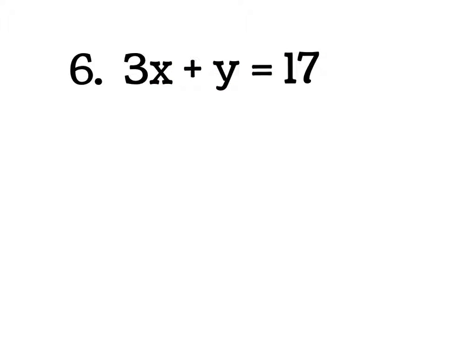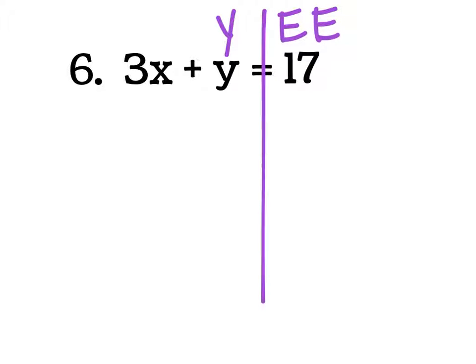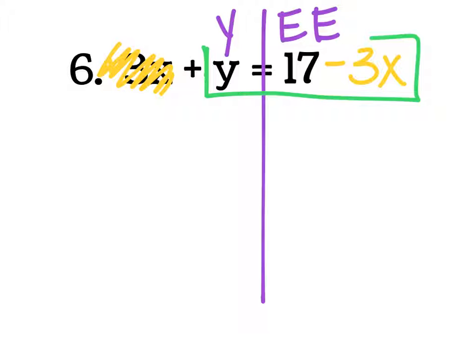So now I have 3x plus y equals 17. So I'm going to draw my line, label my sides. Y is on one side, everything else on the other. So first thing I'm going to do is move this 3x that is positive. When I move it, it becomes negative. And the next thing I would do is divide by the number in front of y. Well, the number in front of y is just a 1. And as long as it's 1, then I'm good to go. So that's my answer, y equals 17 minus 3x.